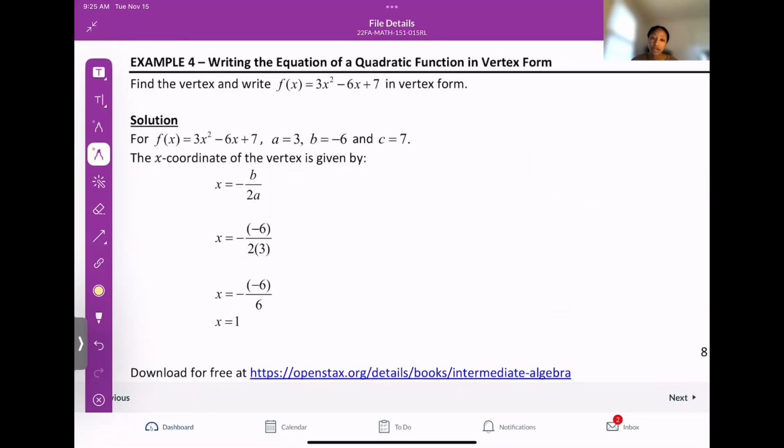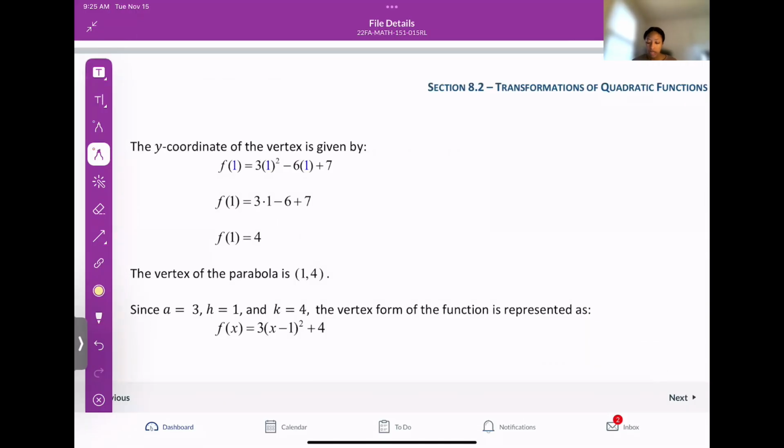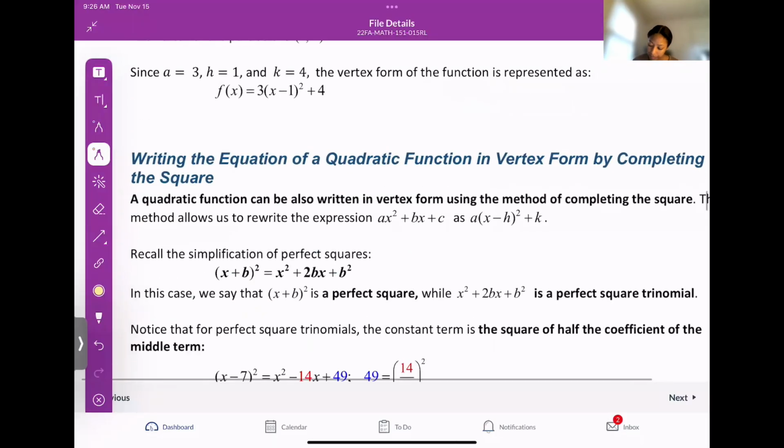We're given the standard form, 3x squared minus 6x plus 7. We use the values of a, b, and c to find the x coordinate of the vertex and the y coordinate. So x equals 1 here. y is equal to 4. So that gives us our h and our k. Our vertex here is at 1, 4. Once you have the vertex and you know a, you can plug those things into the standard form of the equation. I'm sorry, the vertex form of the equation to write it out.